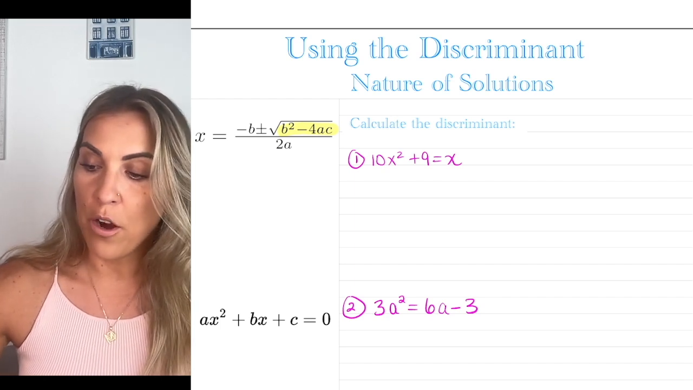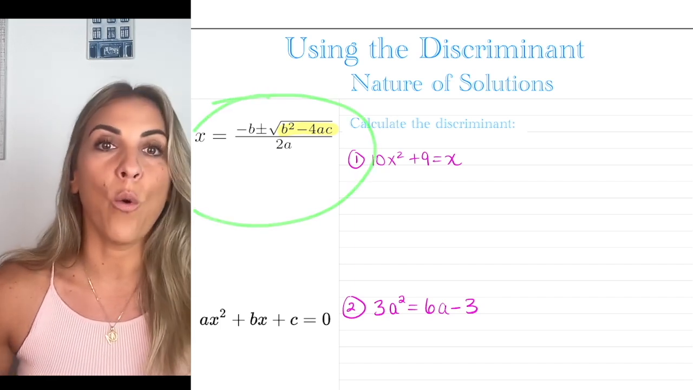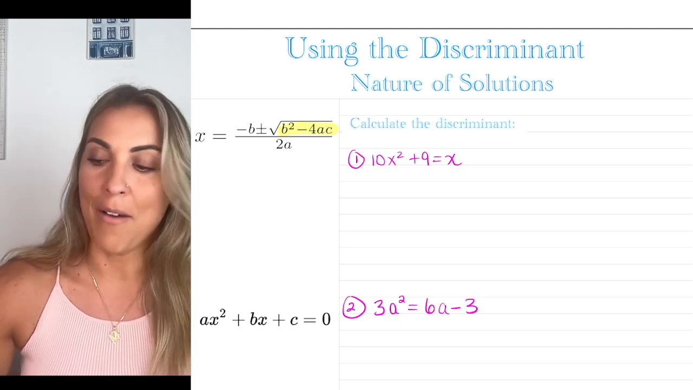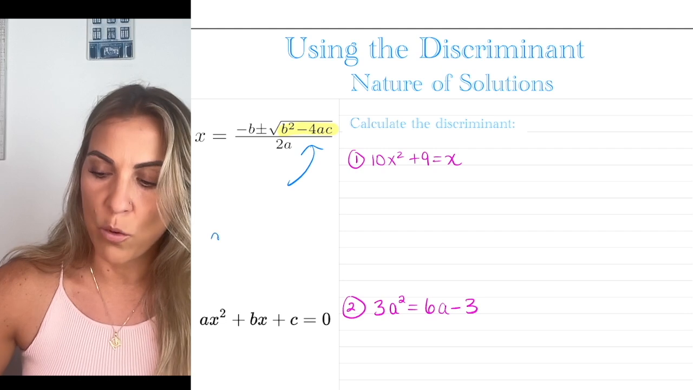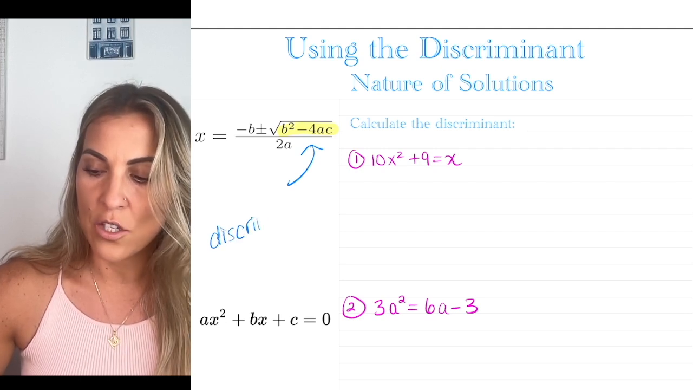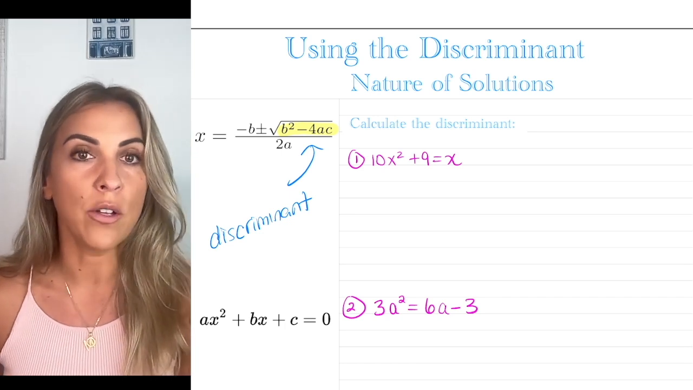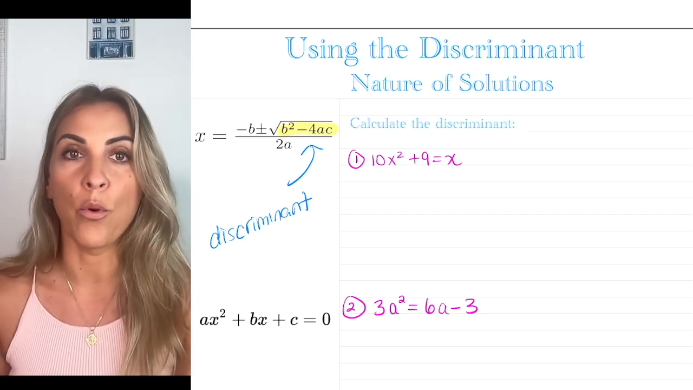First of all, over here on the upper left side, I have the quadratic equation. Now, in the quadratic equation, the part that I have highlighted, the part that's under the square root sign, that is your discriminant, all right?